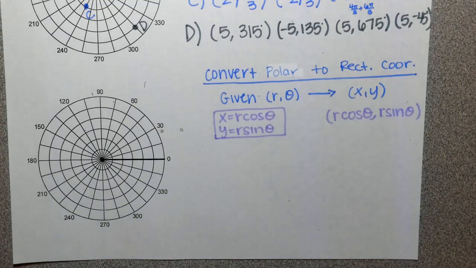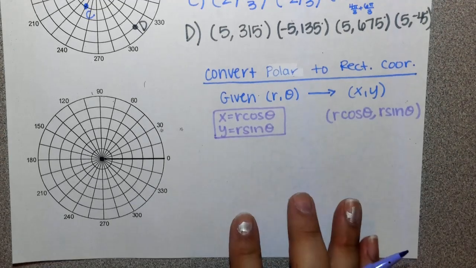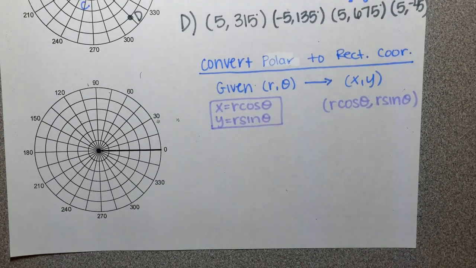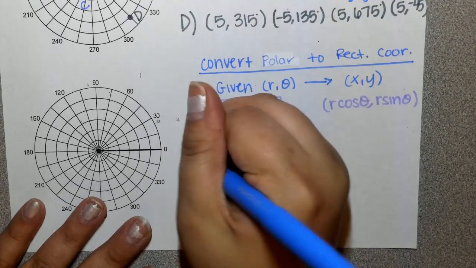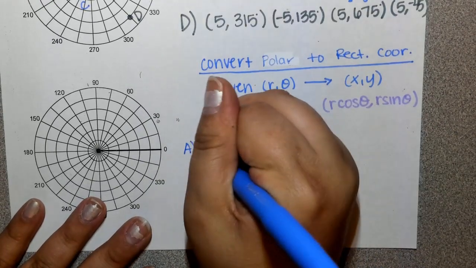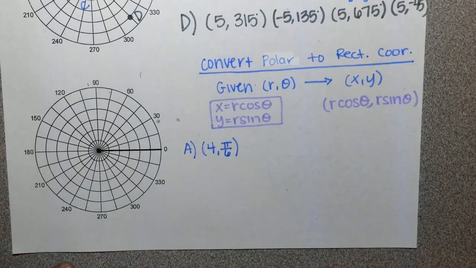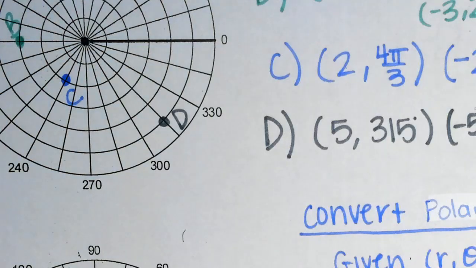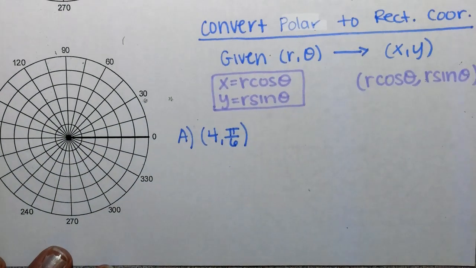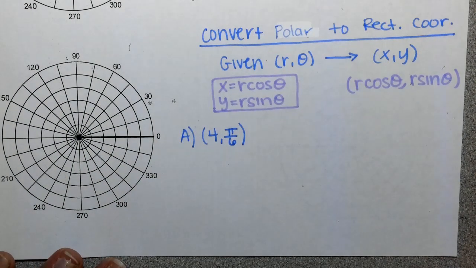Isn't that kind of like what we did last time with r cis? Except for the i. You don't have an i because we're not on the complex plane right here. We're on a regular graph. Okay? So can you plot point A at 4, pi over 6? Please plot 4, pi over 6 and label that A.